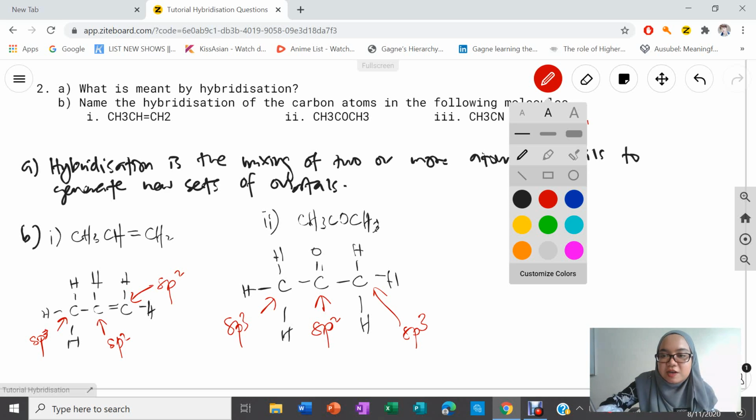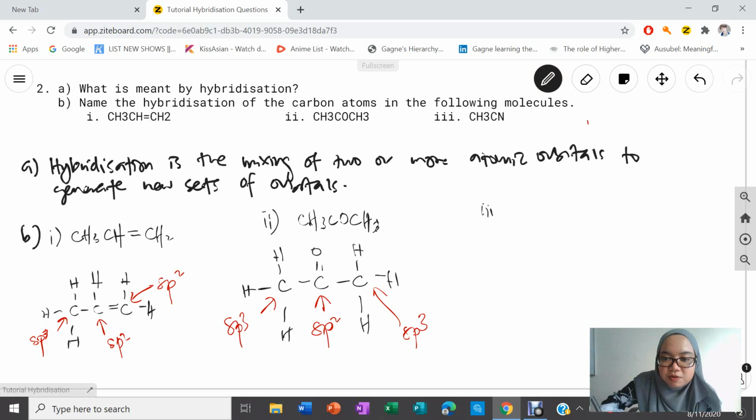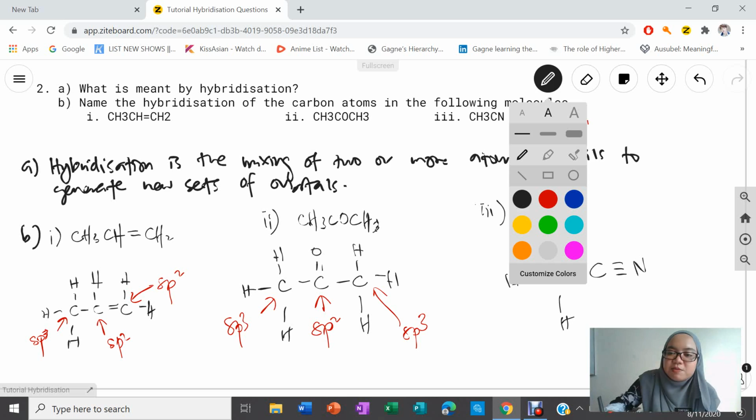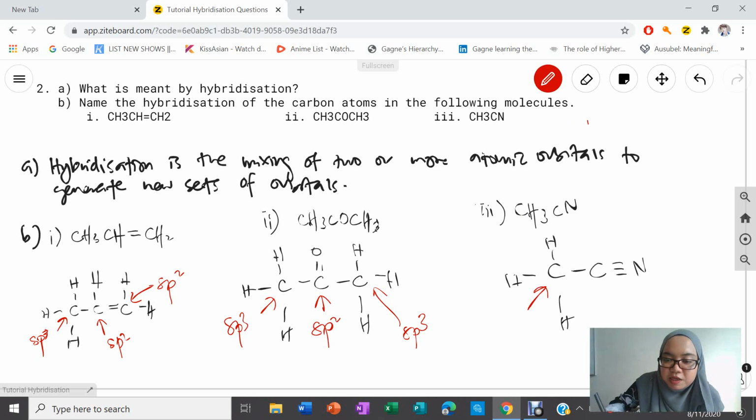Now let's look at the final one, number 3. CH3CN. So the first C has 3 H, CH3, and then N with a triple bond. 1, 2, 3, 4. So there are 4 electron groups around carbon 1, so it is sp3. And this carbon has only 2 electron groups around it, so this is sp. So you have named all the hybridizations for all the carbons in the following molecule.